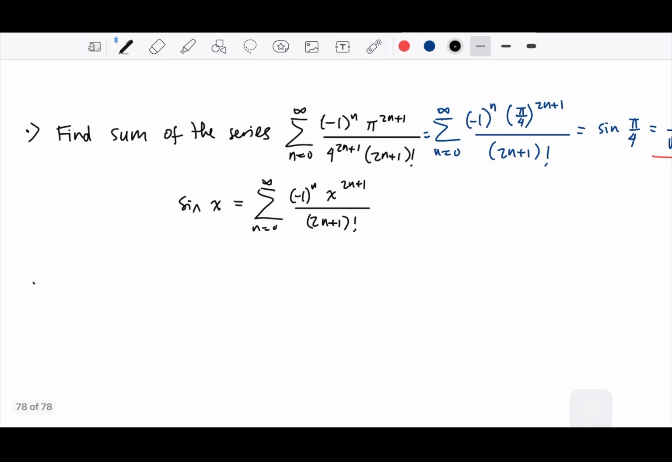For example, the function is x sine x squared. Find f at 203.